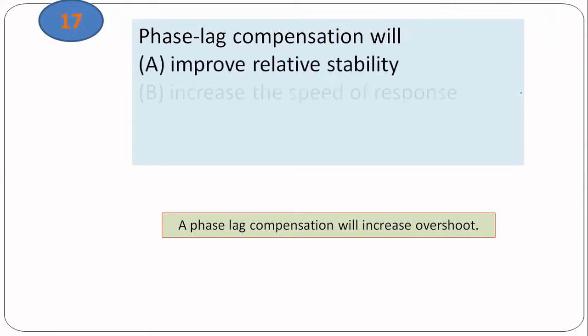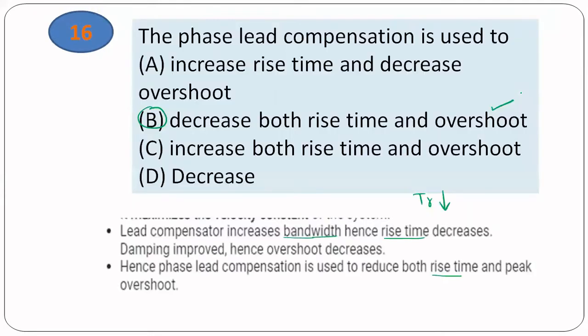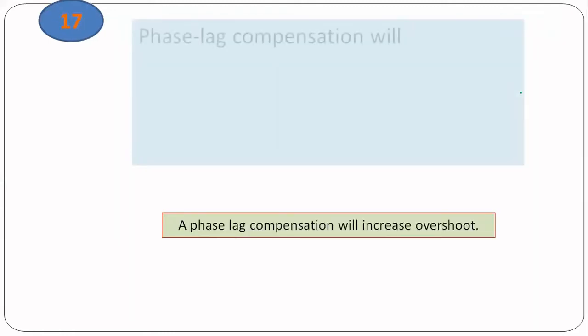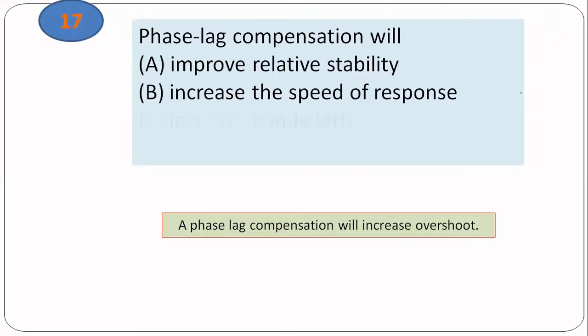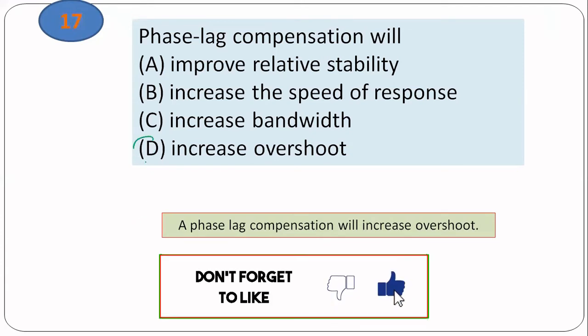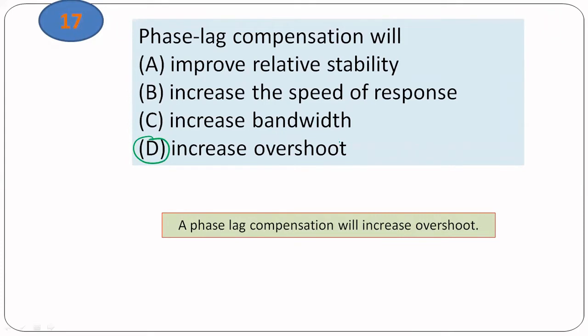Okay, this is about phase lag compensation. As we have seen in the previous question, lead compensation will decrease rise time and overshoot. Since we are now discussing lag compensation, it will increase the overshoot. Lag means it will decrease the overshoot. Lead means it will increase the overshoot. Peak overshoot, or the peak response of the system.